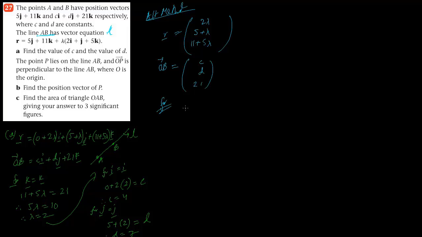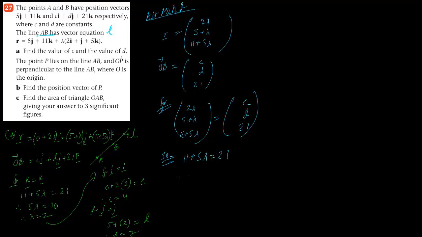And we solve the equation like this. If they're intersecting, we can write 2 lambda, 5 plus lambda, 11 plus 5 lambda equals C, D, 21. And then we can solve it. So, 11 plus 5 lambda equals 21. Therefore, lambda equals 2. And so 2 lambda equals C. Therefore, C equals 2 lambda, meaning 4. And D equals 5 plus lambda, meaning 5 plus 2 equals 7. So we can also do the same question in the column vector format.